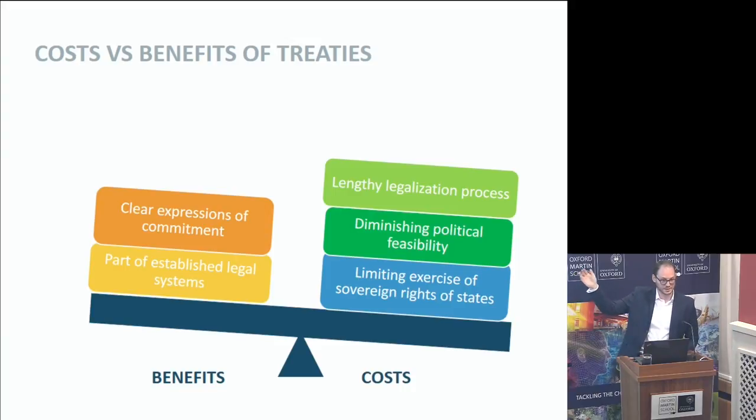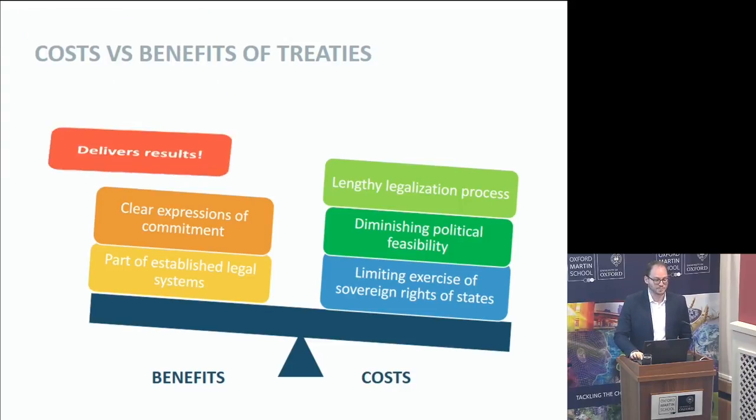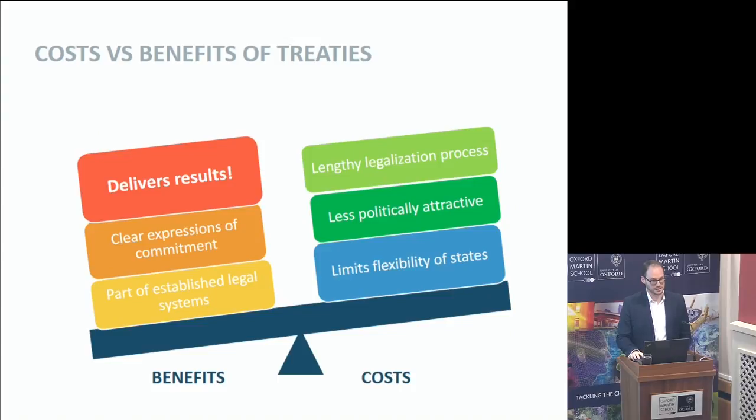So, for example, there's some clear cost that this is a lengthy process, right? It's not so fast to negotiate a treaty. There's also some diminishing political feasibility. By that, what I mean is these aren't always so politically attractive. And third, there are some limiting effects on states. It's putting some limitations on states that they might not otherwise like. And so in my mind, what we need to tip the balance from costs to benefits would be whether treaties are actually delivering results. For me, that's what would do it.